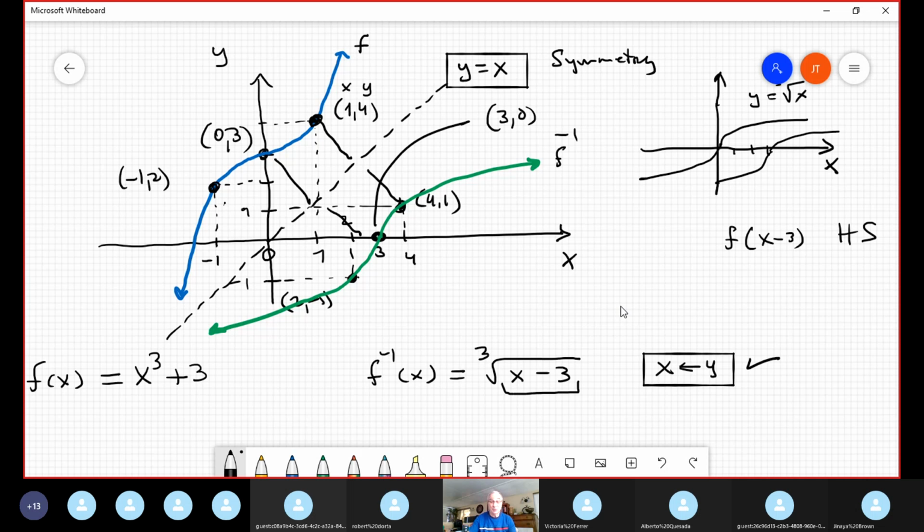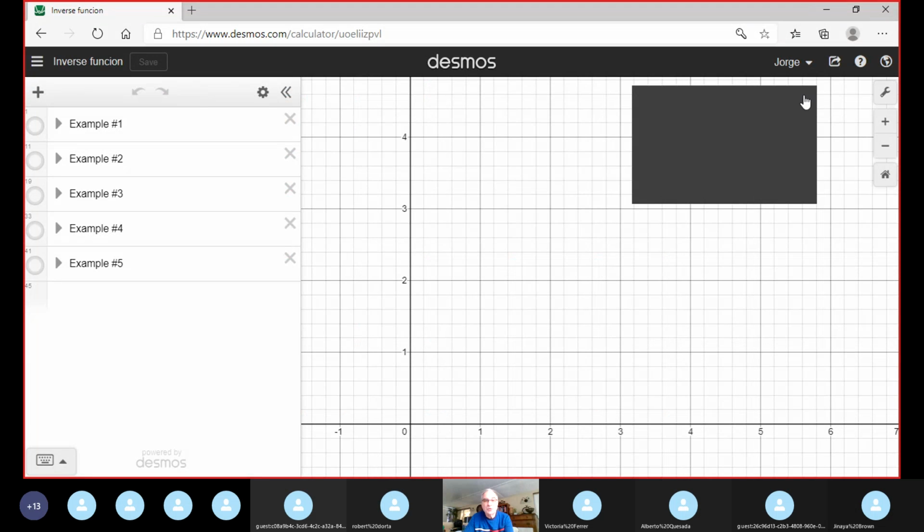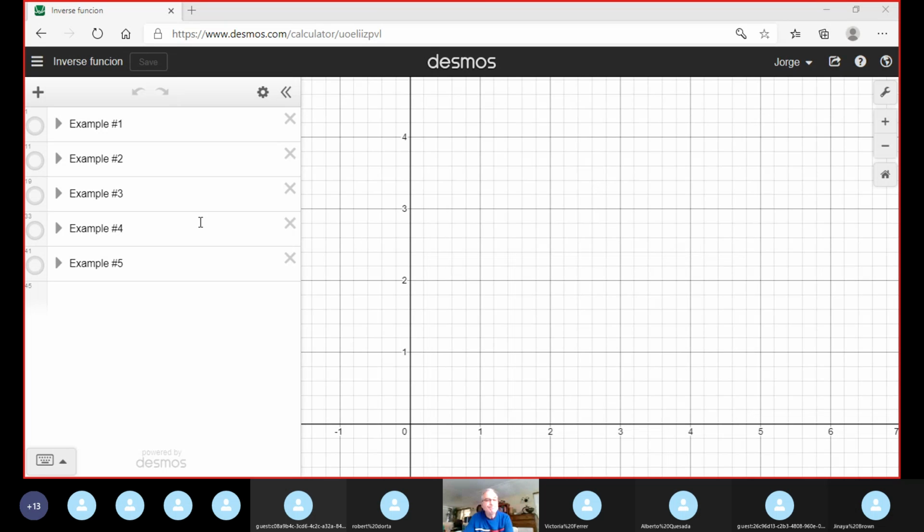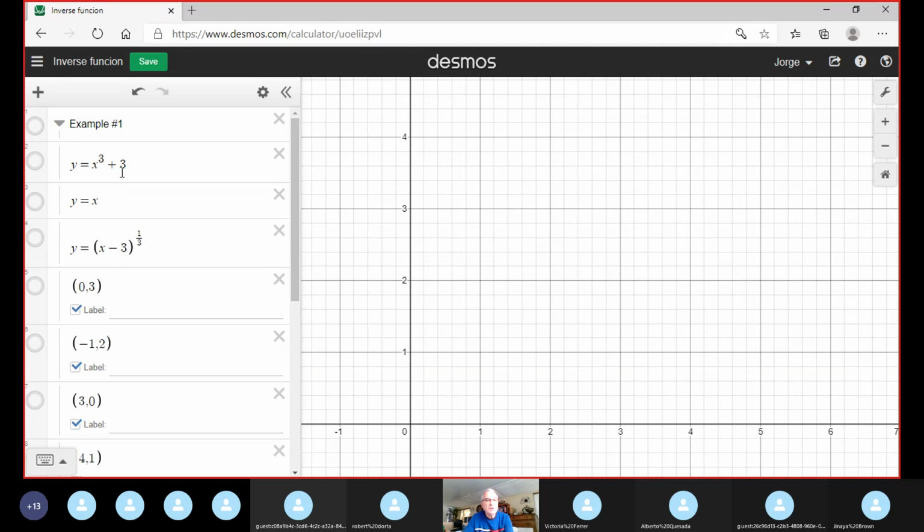Let's make it more clear in Desmos. I prepared one for you to see more clearly. Okay. Let me switch into Desmos. Okay. I suppose you see this one, right? Look, this is my function, x cubed plus 3. This is the identity. And this is the cubic root. I put it like that.